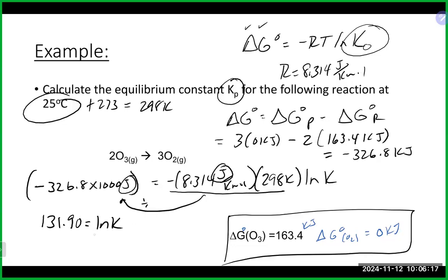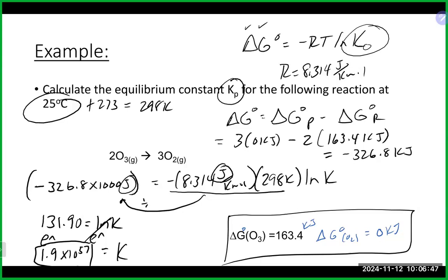At that point, we do need to take the e of both sides. And again, the e is just going to get rid of the natural log on that side. And that will get us our K value in this case of about 1.9 times 10 to the 57. It is a K value, which means we don't need any type of units associated with it. First off, any questions on that?